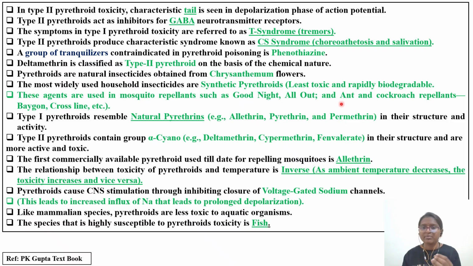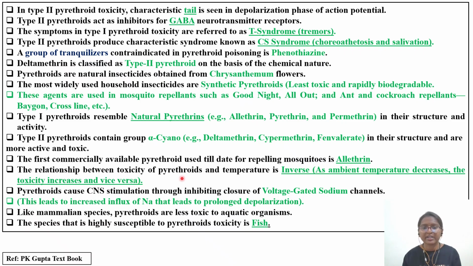Okay. So some examples are also there. Next time when you go, you can check your mosquito repellents. You can check which particular insecticide is present. Most of the time, cypermethrin I come across. It will be there in these examples. So natural pyrethrin examples are there. Type 2 examples are there. Important thing again: the first commercially available pyrethroid used to date is allethrin. That also you have to remember.